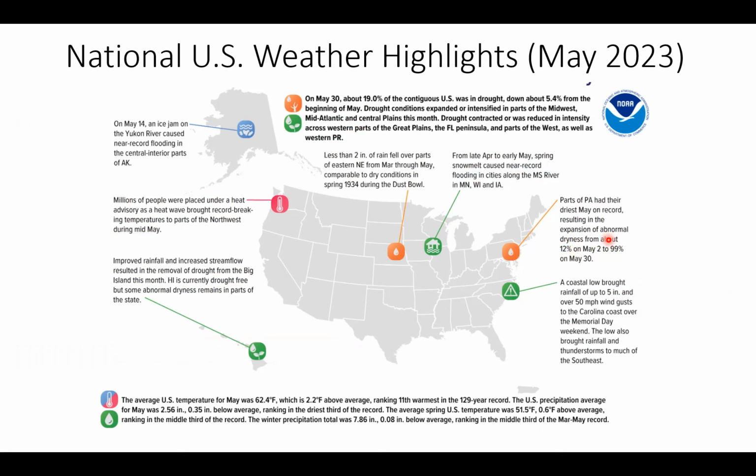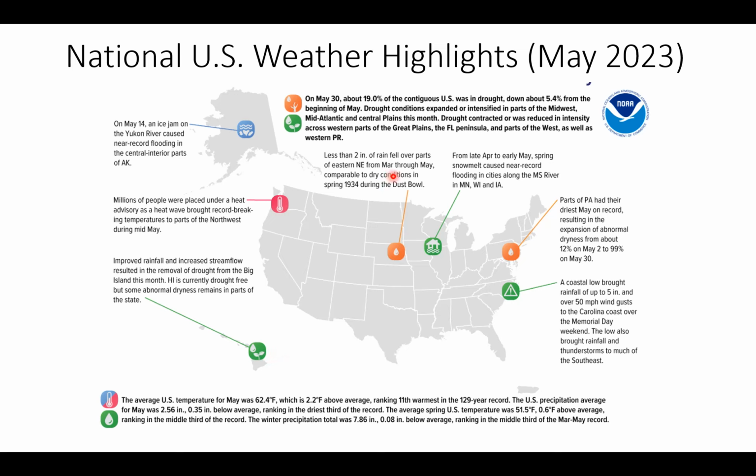Looking at the national U.S. weather highlights of May 2023, courtesy of NOAA, some of the major things that we saw across the United States as a whole in the month. Millions of people were placed under a heat advisory out in the Pacific Northwest as a heat wave brought record-breaking temperatures during the middle part of May. Over in Hawaii, we saw improved rainfall and increased stream flow, which resulted in the removal of drought from the Big Island in May of 2023.